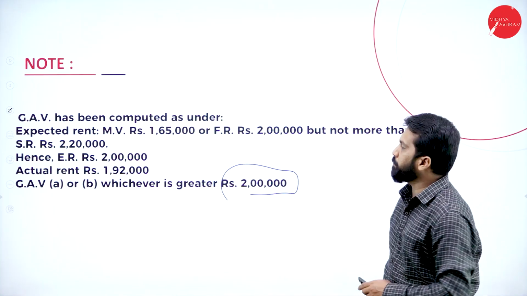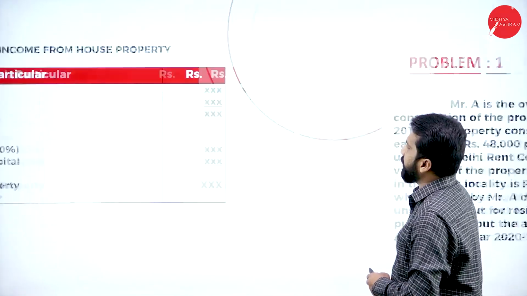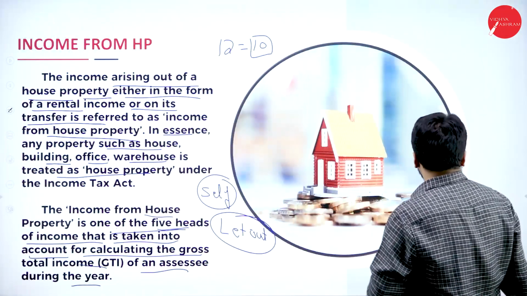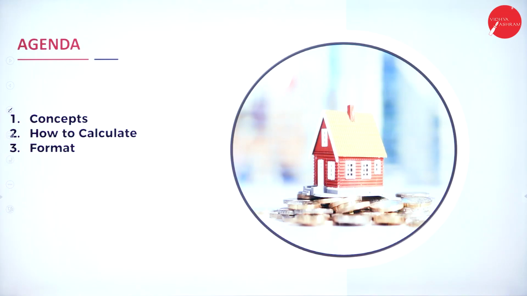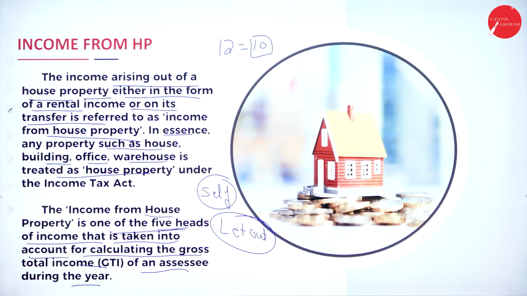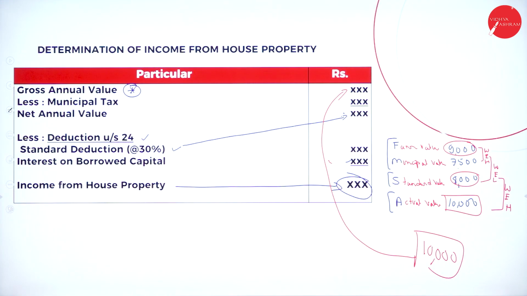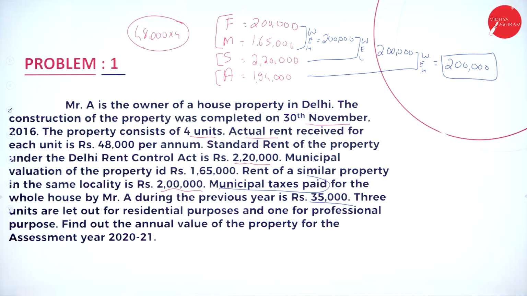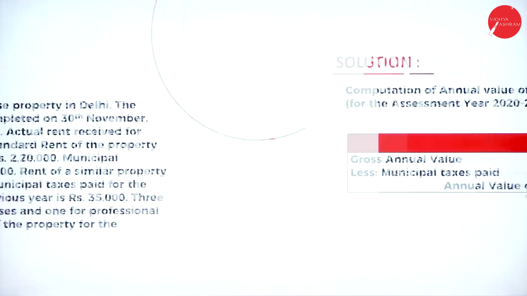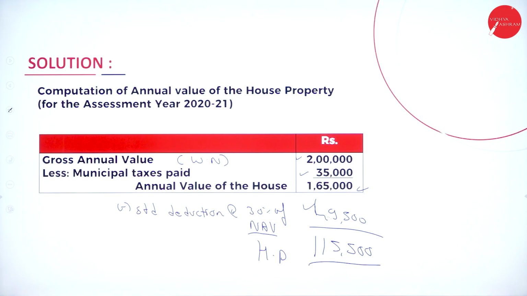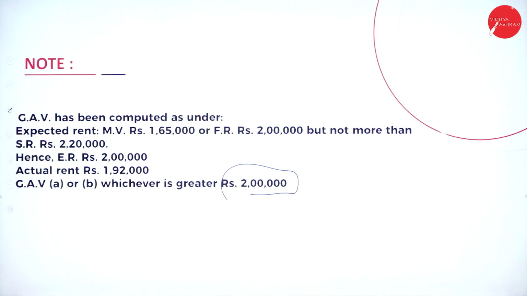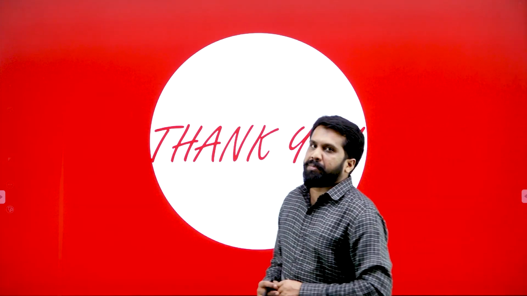Both are the same. So I'll go back to all these slides so that you can take a screenshot. So this is your agenda. Your first slide, what is income from house property? How to calculate income from house property? Your determination of income from house property. Your problem number 1, along with that I have shown you the logic also. Your solution for problem number 1. Working note for problem number 1.